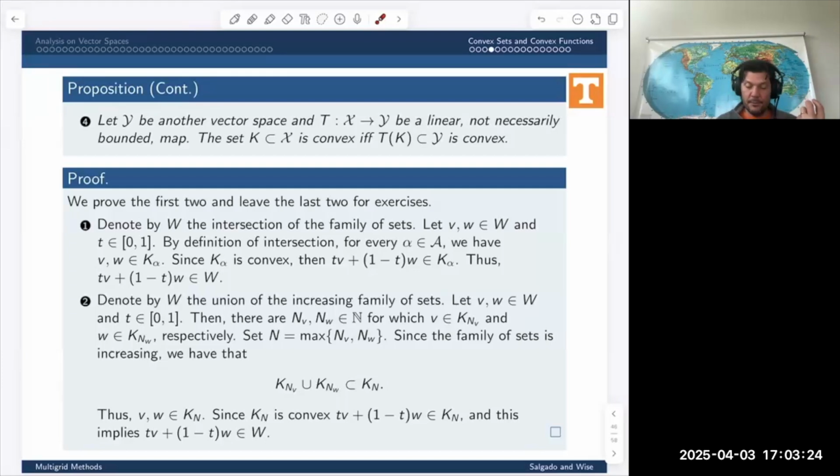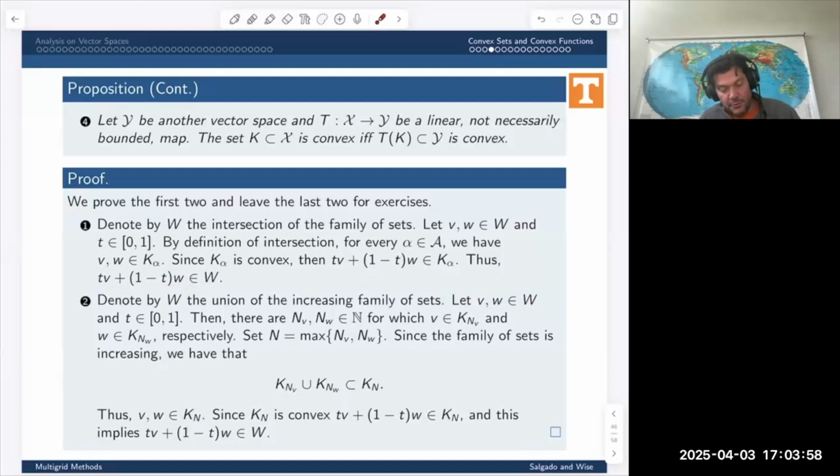It's subtle but simple. Again, suppose V and W are in W, then they must be in there for every alpha. Let T be any number that you like between 0 and 1. Since we are assuming that K alpha is a convex set, then this point, remember that's the interpolated point between V and W, must also be in K alpha. But if it's in K alpha for every alpha, it has to be in the intersection.